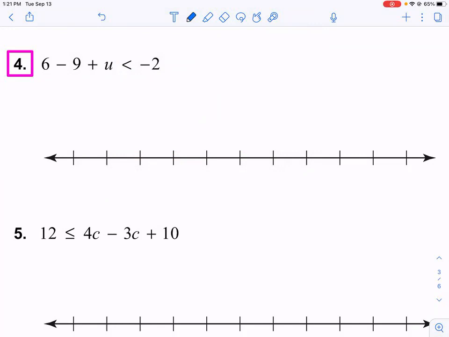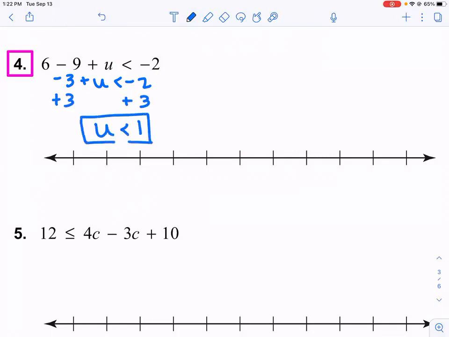Peyton W., what is the first thing we should do in this problem? Subtract 6. Okay, do you notice how I have some terms that can be combined? We better do that. What is 6 minus 9? We have -3 plus u is less than -2. And now we can do an operation to both sides. Reagan, what operation should we do to both sides? Add what number? Okay, so we have u is less than 1.